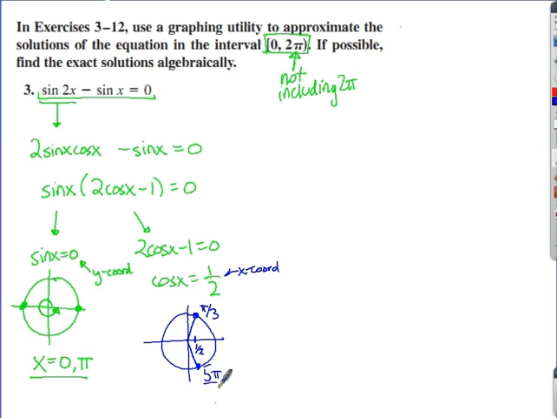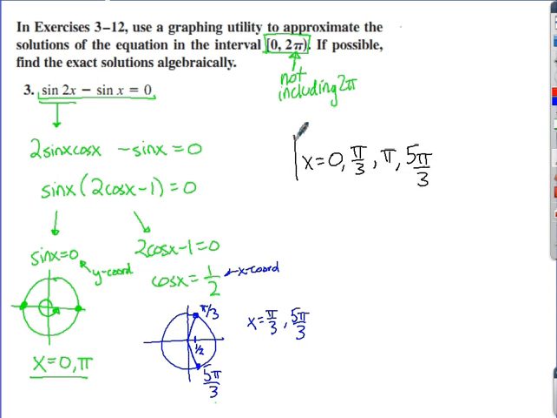You can check your unit circle for this. Don't forget, you have that available to you. So just look on your unit circle and look for where the x-coordinate is 1/2. So that gives us x equals pi over 3 and 5 pi over 3. Okay, super. So basically we have our answer. x equals 0, comma, I'll just put them in order here, pi over 3, comma, pi, comma, 5 pi over 3.